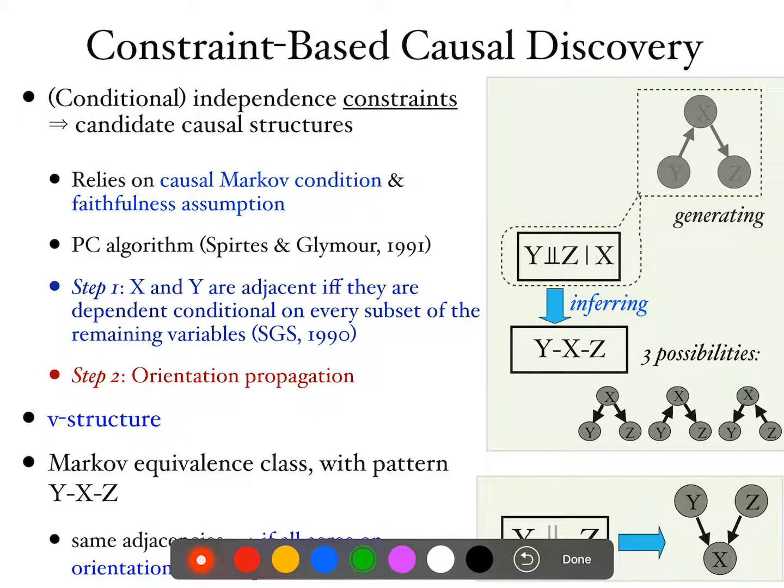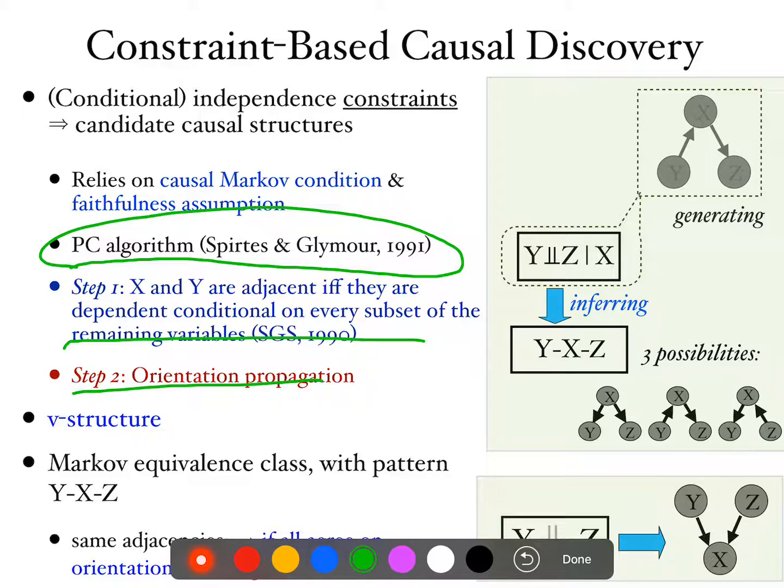Okay, and a typical method is called the PC algorithm. P is for Peter Spirtes, C is for Clark Glymour, the first letters of the first names, Peter and Clark. And so there are two steps. The first step is to find a skeleton by making use of conditional independence in a tricky way. In this way, we can do a minimal number of independence tests. And the second step is to do orientation propagation. First, you determine the V structure, and then you do orientation propagation. I will give you more detail later.